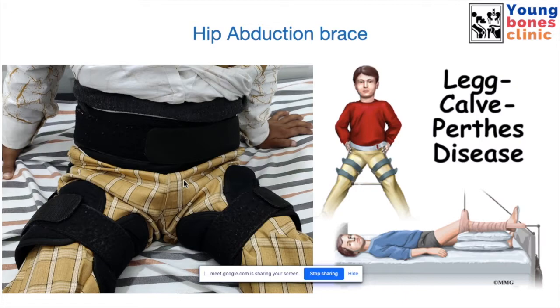The child has to be kept non-weight bearing for 1 or 2 years, and we hope that the roundness of the head and the blood supply of the head recover. So this is the classical presentation of a Perthes, also known as Legg-Calvé-Perthes disease or LCPD.